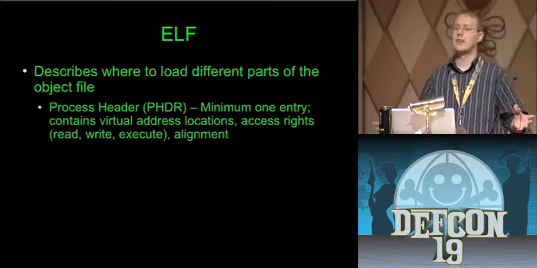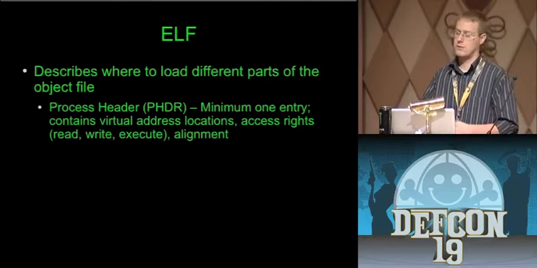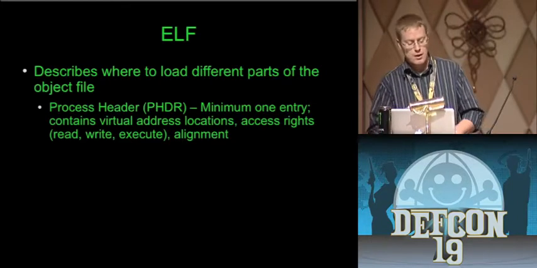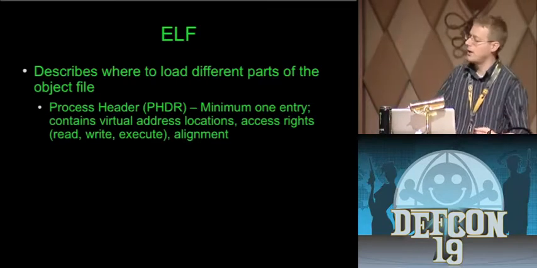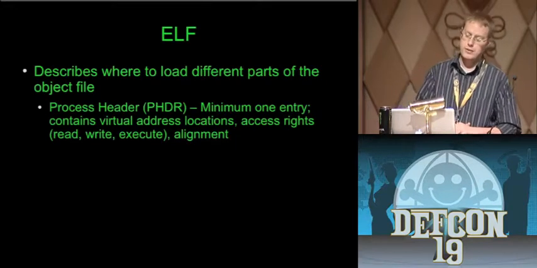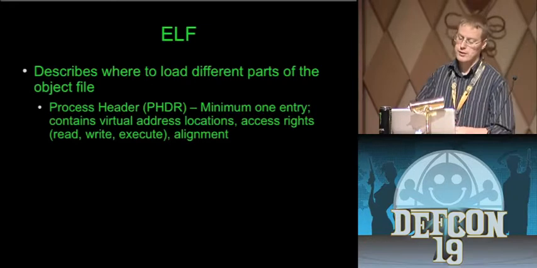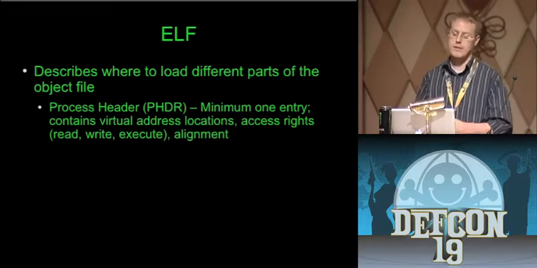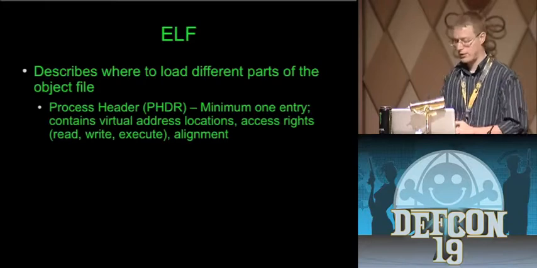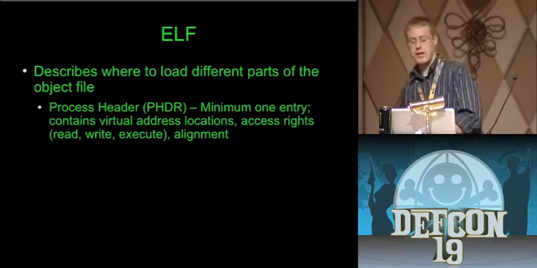An object file is just a generic term that can mean shared object or your program, or an object file like when you compile a program and you create an object file, and then you link them all together, that kind of thing. An object file contains a main ELF header, which contains pointers to other headers. And these other headers are the really important ones. The other headers include the program header, which in order for your object file to work, you need one entry minimum. It contains virtual address locations, so where in memory it's going to be stored. It contains access rights: read, write, and execute. And alignment: where inside that virtual address location is it going to be stored? In the beginning, in the middle, in the end.